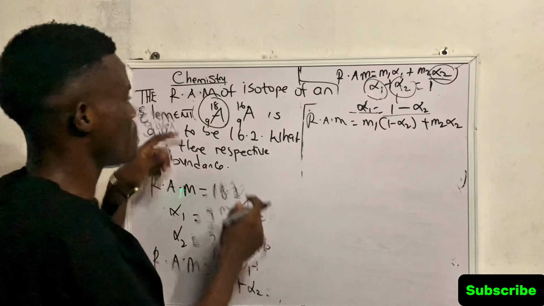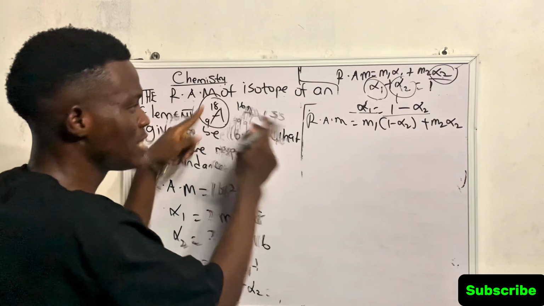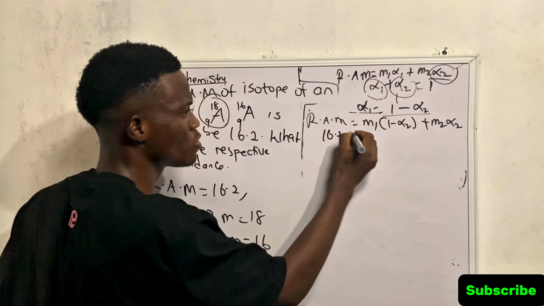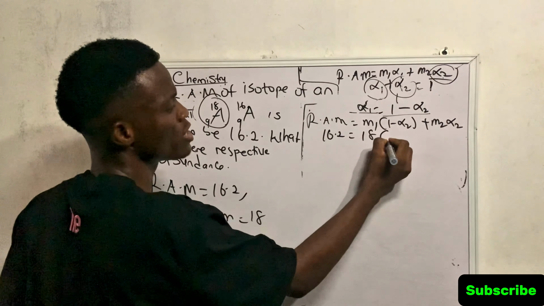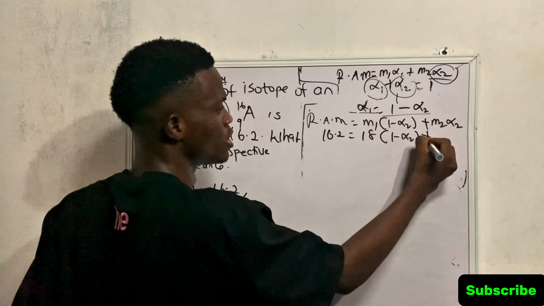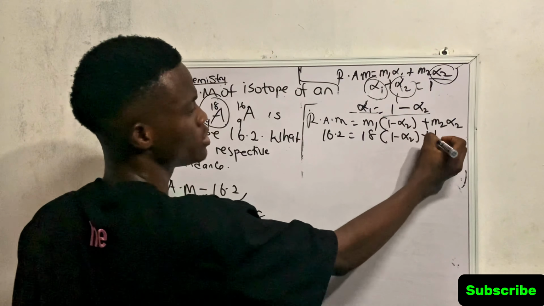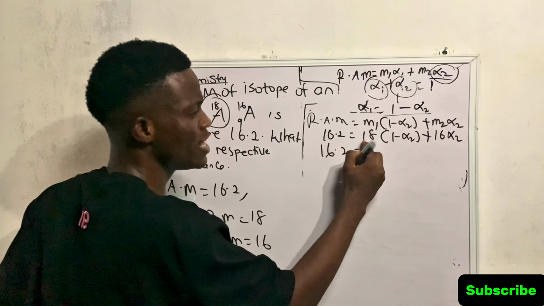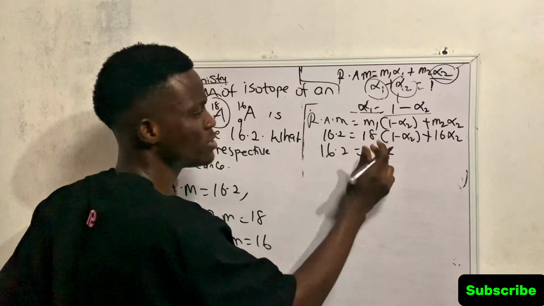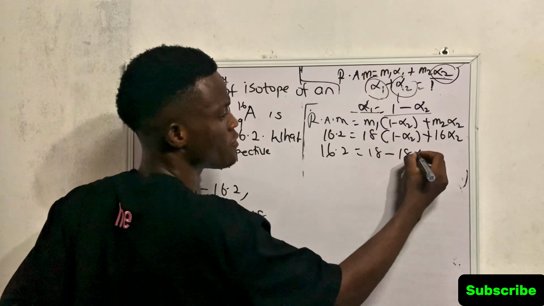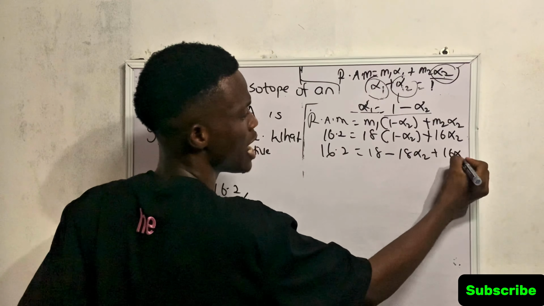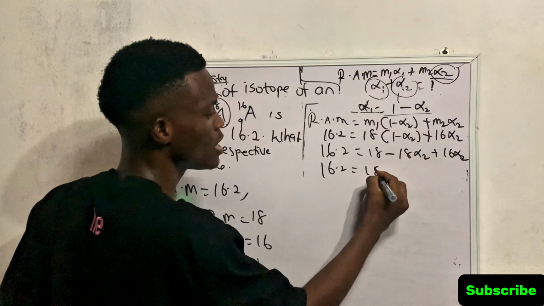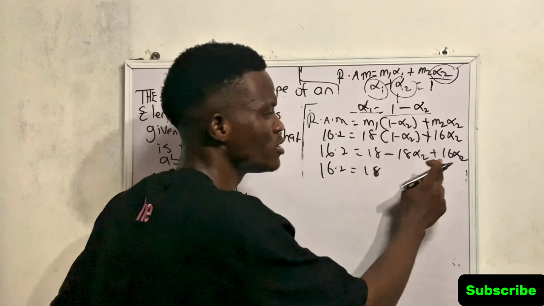Now, my mass 1 is 18, and my RAM is 16.2. So 16.2 is equal to 18 into brackets 1 minus alpha 2, plus mass 2, which is 16 alpha 2. That's going to be 16.2 is equal to 18 times 1, which is 18, minus 18 times alpha 2, which is 18 alpha 2, plus 16 alpha 2. I'm going to have 16.2 is 18 minus 18 alpha 2 plus 16 alpha 2.